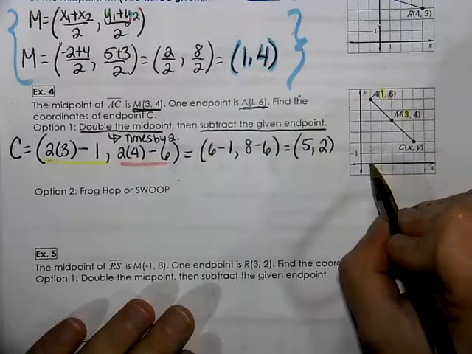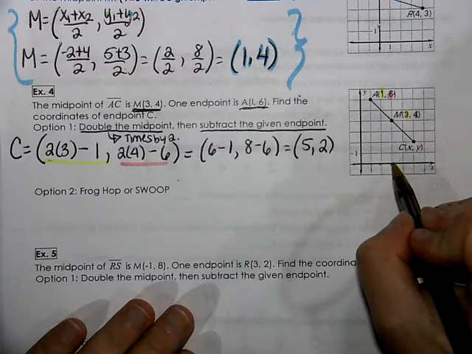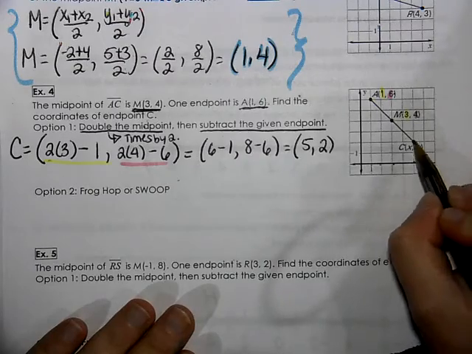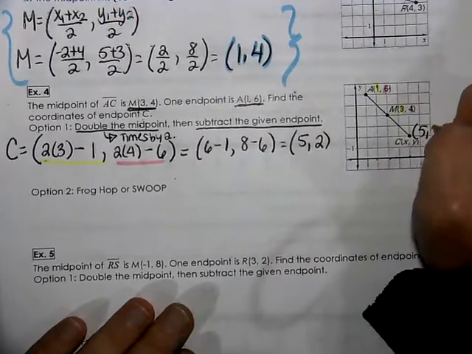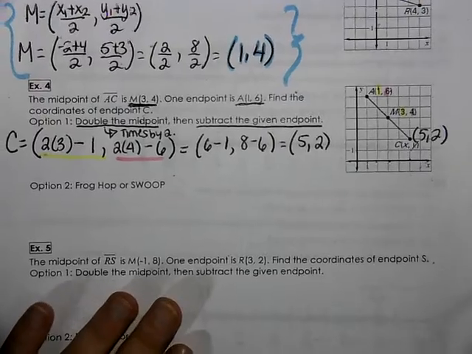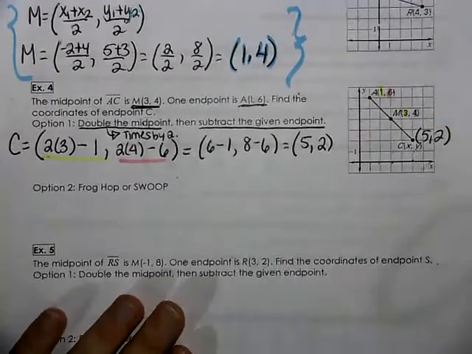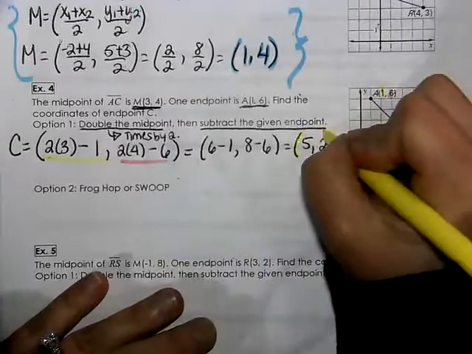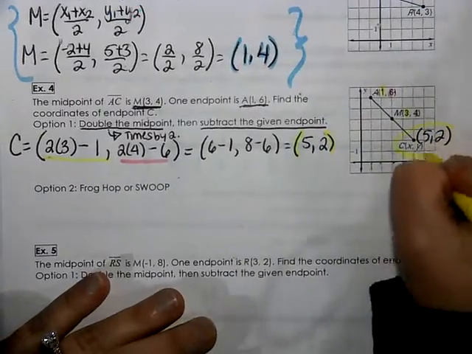Well, it looks like we're located at 1, 2, 3, 4, 5. And then 1, 2. Yeah, that looks about right. 5, 2. We did it. This is the ordered pair for C. We found our endpoint.